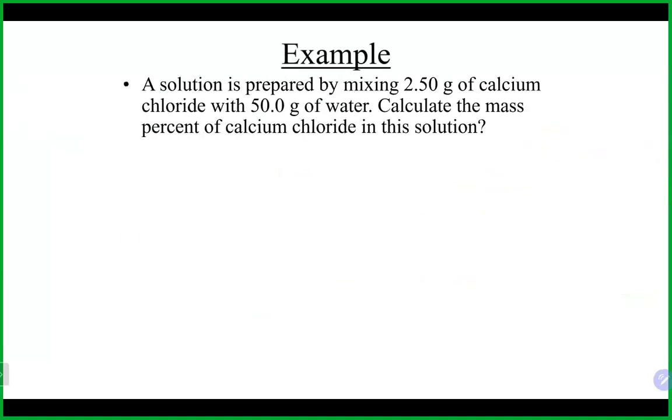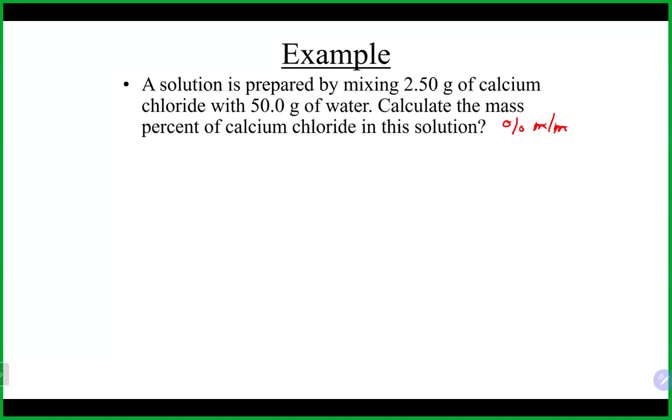A solution is prepared by mixing 2.5 grams of calcium chloride with 50 grams of water. What is the mass percent of the solution? So we're looking for the percent mass to mass here of this guy. Take a few moments, see what you come up with. Okay, so let's take a look.